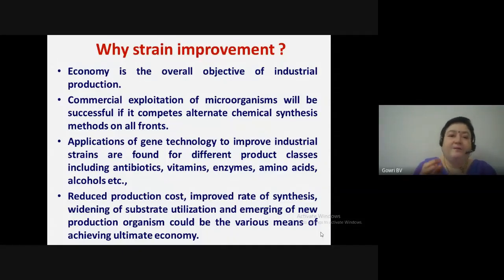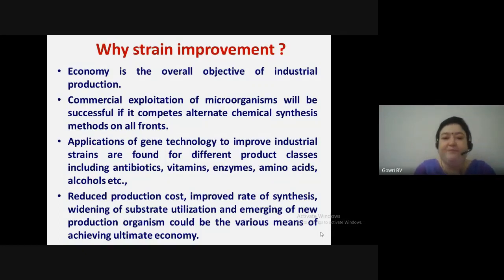Okay, maybe I can make it easier this way, rather than reading the slides as such. Strain improvement via rDNA technology or through gene technology is very much used for industrial strains, and it is used for producing various classes of products from microorganisms, starting from antibiotics, vitamins, enzymes, amino acids, and alcohol. The main objective of any strain improvement process, whether genetic or non-genetic, or altering chemical pathways, is economic improvement.